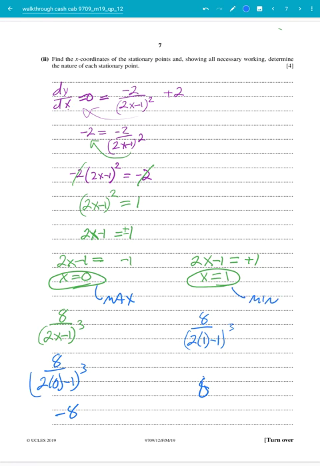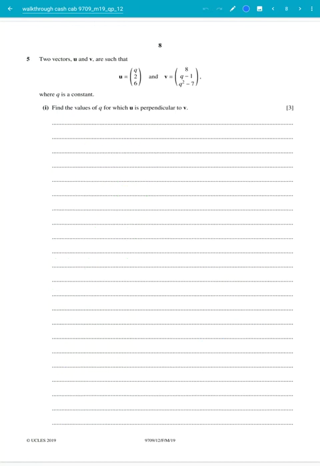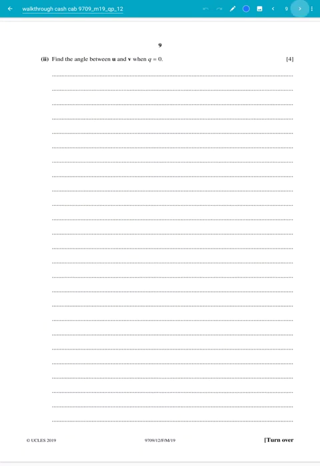So you go back and look. Did we find the stationary points? Yes. Did we determine the nature? Yes. So we should be good there. Let's look at the next one. So this is 5. 5 we're going to skip over because it's a vectors problem. So we're going to go to 6, looking at the terms for an inequality.